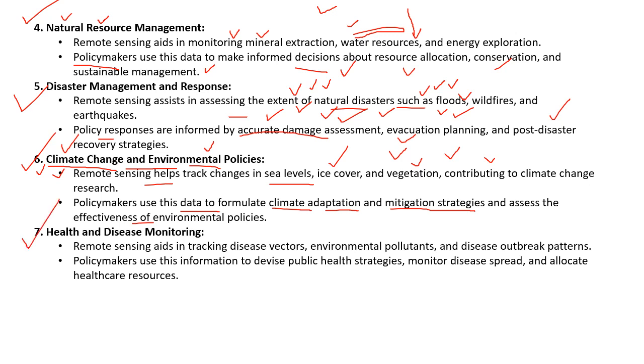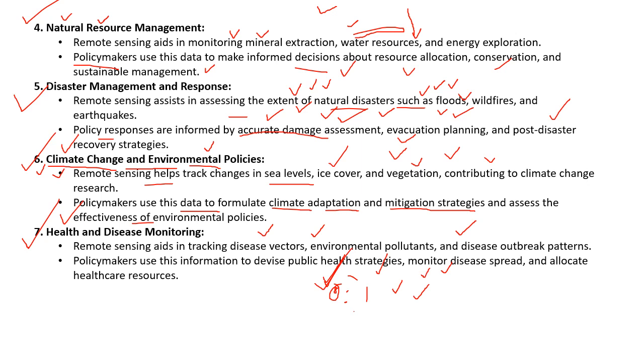Now we come to the seventh point, that is health and disease monitoring. Remote sensing aids in tracking disease vectors, environmental pollutants, and disease outbreak patterns. If you find places, like this is one place, this is one place here, this is one place, and you have the data of different places, then you can make hot spots. This is the hot spot area where the problem is. Then if you find a pattern, you can go for some strategies, and you can do some indirect analysis also.